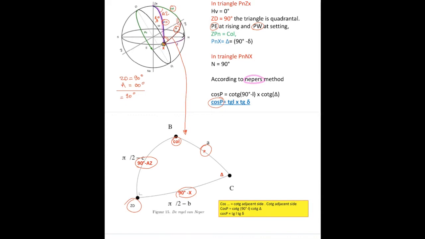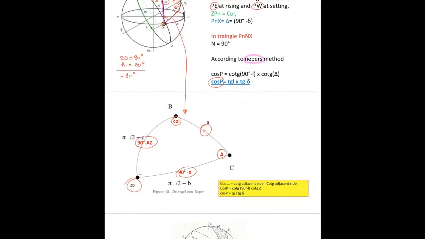It's going a little bit difficult today, apparently. Our polar distance. Then we can say the cosine of any of these elements is equal to the product of the cotangents of the adjacent sides: the cotangent of adjacent side 1 multiplied by the cotangent of adjacent side 2. So in this case, if we want to calculate the cosine of P, we can say this equals the cotangent of the two adjacent sides.